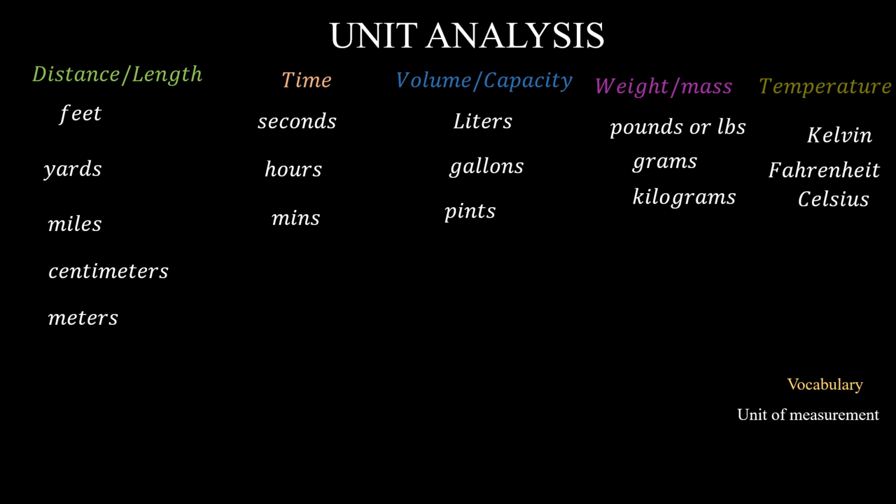But here I've just jumbled everything together just to give you examples of the different types of measurements that we have. So for volume or capacity, we have liters, gallons, pints. For weight or mass, we have pounds, grams, kilograms. For temperature, Kelvin, Fahrenheit, Celsius. There's just more that I haven't even represented here.